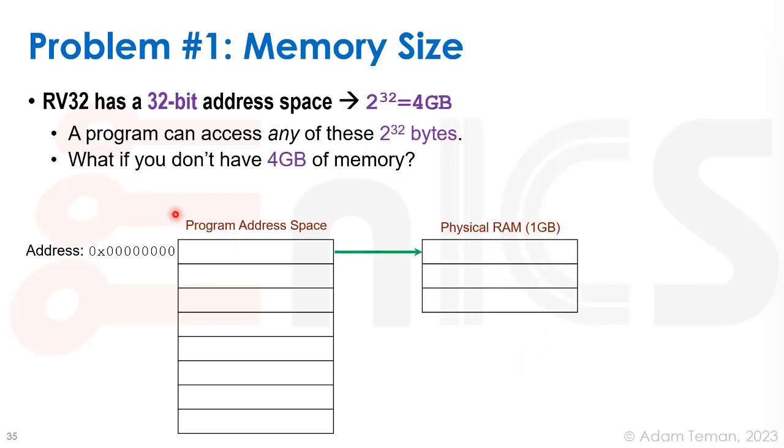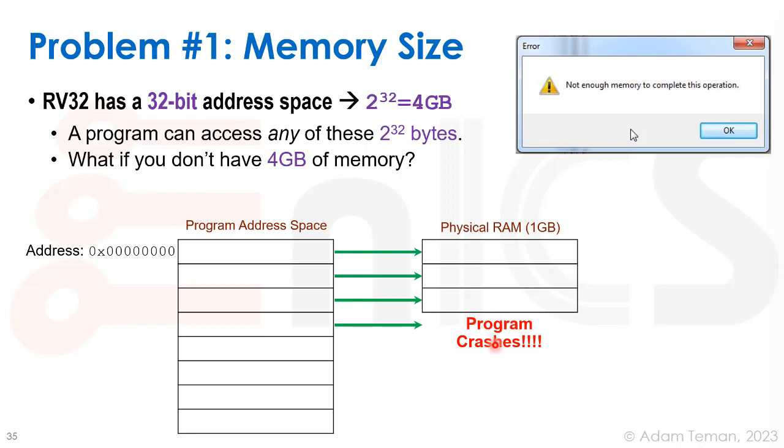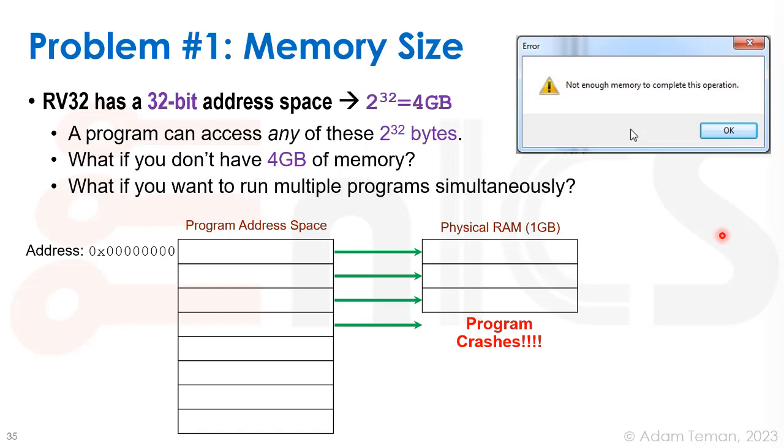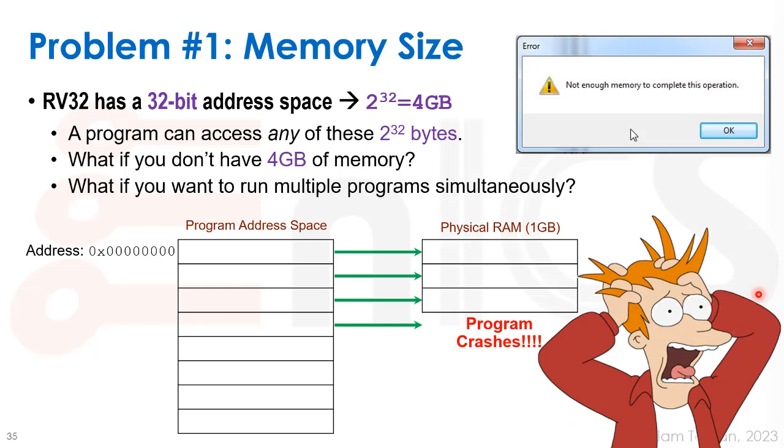So what happens is, address 0 will go to the first byte in our physical RAM, address 1 or 4, depending on how you count it, will go to the next address and so on. And at some point, our program is going to crash because it's going to go to an address that doesn't exist in our physical RAM. And then we're going to get a picture on our screen that says we don't have enough memory to complete this operation, probably something even worse than that. And this gets even worse if we have several programs that run simultaneously, and really they'll need much more than just the 1 gigabyte of RAM that we have over here. So that leads us to a huge problem.